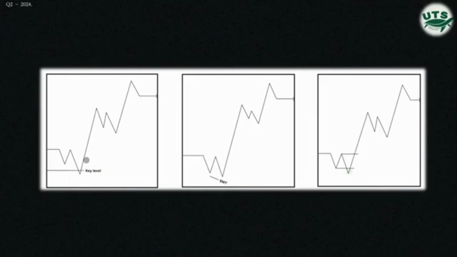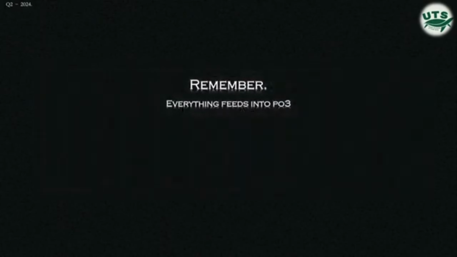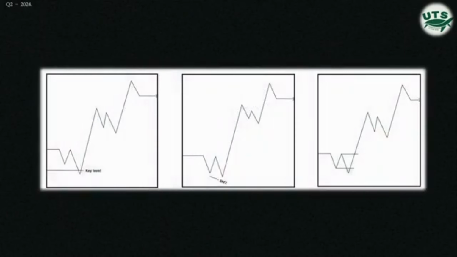So, power of three: open, key level, rally; open, SMT, rally; open, range, rally, right? That's all you'll ever see. This is the lens through which you see the charts. Model 1 here, right? But Model 1 came following power of three, right? Power of three doesn't happen because of Model 1. Model 1 happens because of power of three.